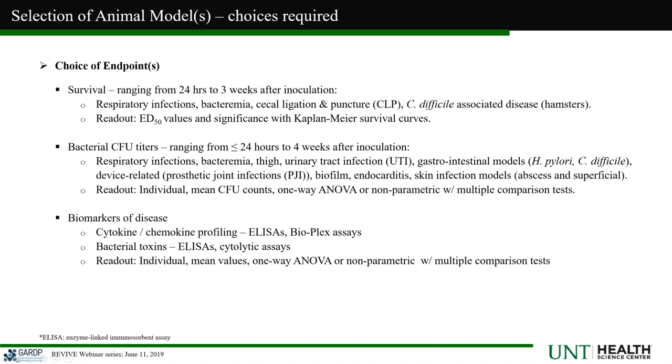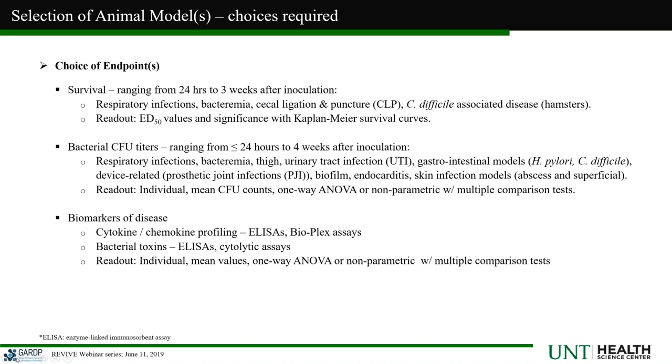long as 3 weeks for something like a hamster model of C. difficile disease. Survival can be measured for lung infections, bacteremia, cecal ligation, and C. diff. Readouts there would be median effective doses, or you can look at survival curves. Your efficacy readout can be total survival versus infection controls. Could be time to mortality as a measure of efficacy.